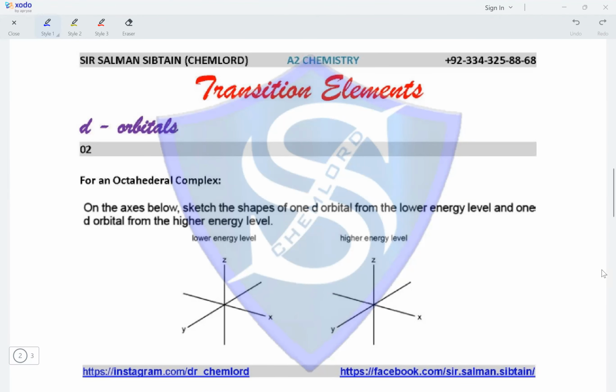Question 2. For an octahedral complex, on the axis below, sketch the shape of one d orbital from the lower energy level and one d orbital from the higher energy level. So, in an octahedral complex, the approach of ligands is along the axis. So, the orbitals present along the axis would be at the higher energy level. So, that would be the dx square y square and the dz square orbital.